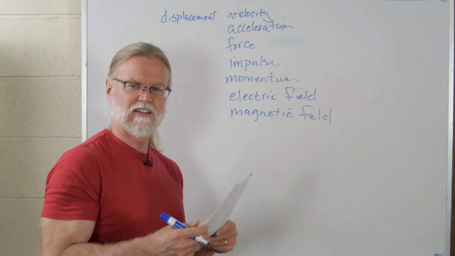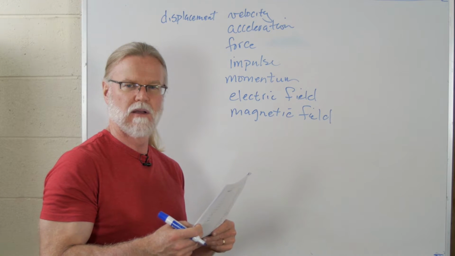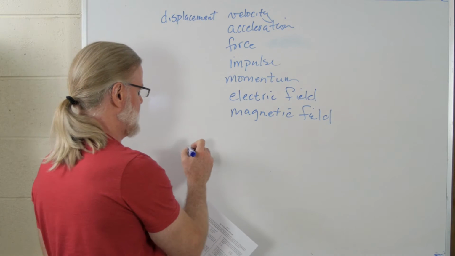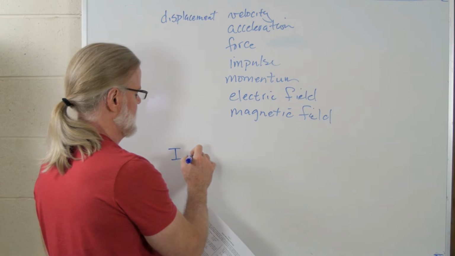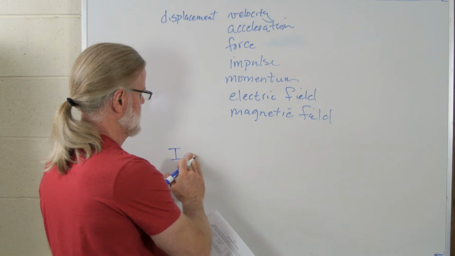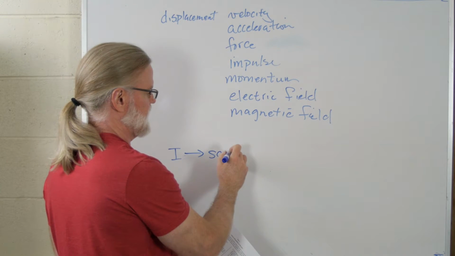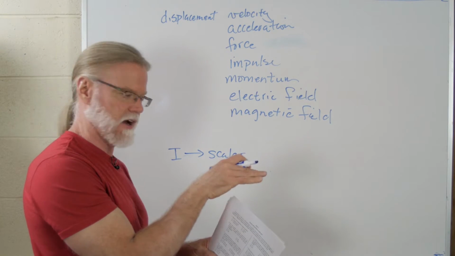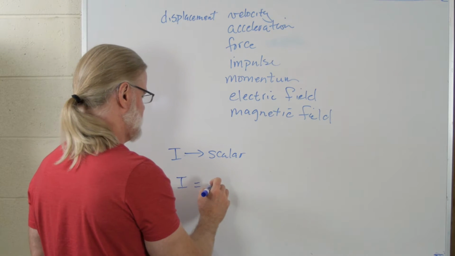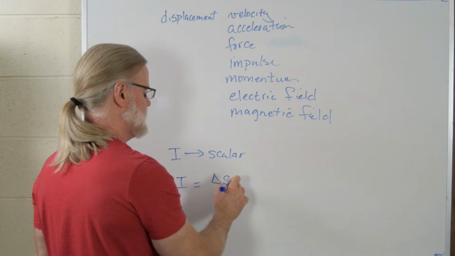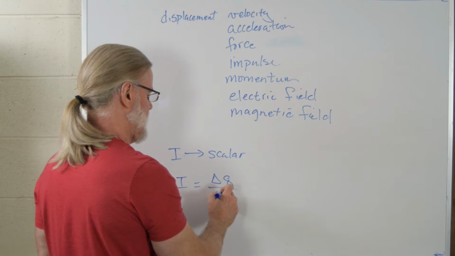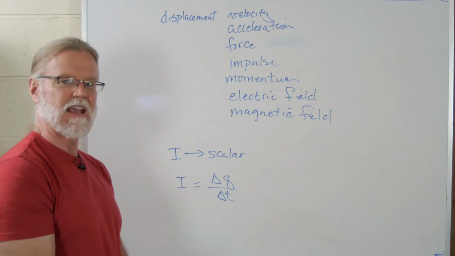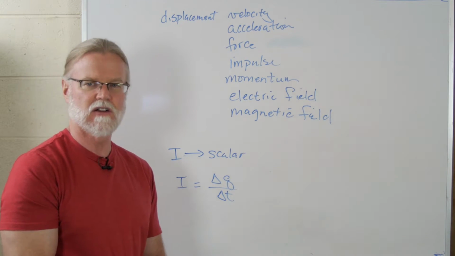One thing that is not a vector, which it's not unusual to mistake as a vector, would be current. Current is a scalar. Certainly when charge is moving, it has direction, but current is defined as a counting. It's the amount of charge that passes in a given amount of time. And more importantly, it doesn't obey the laws of vector addition.